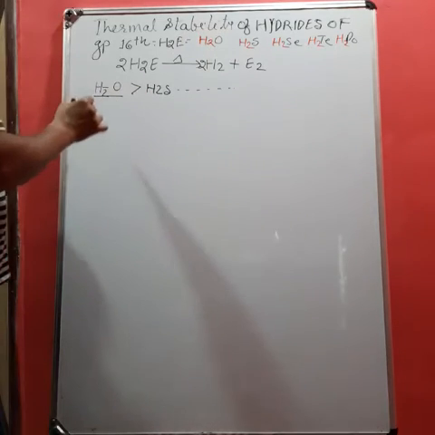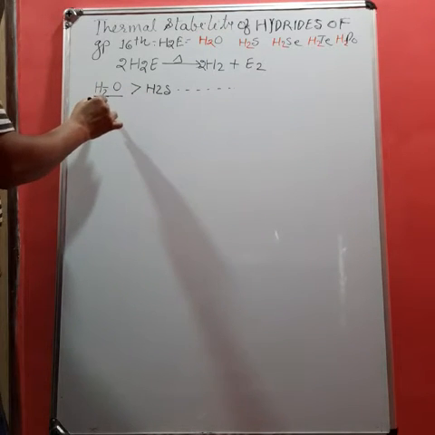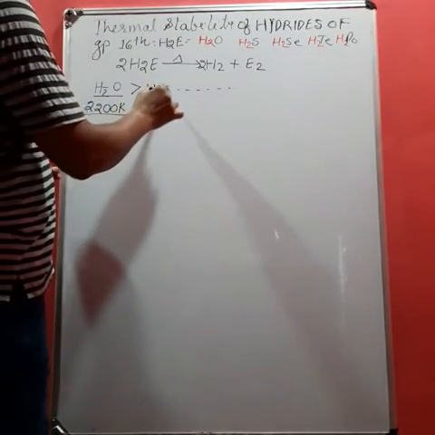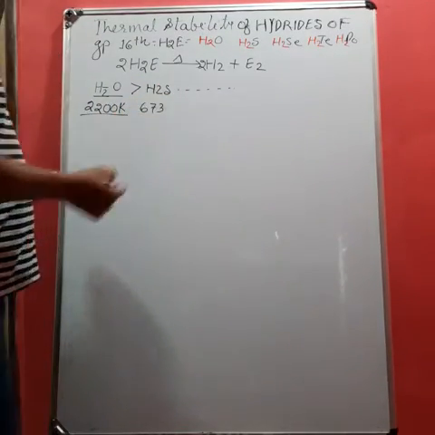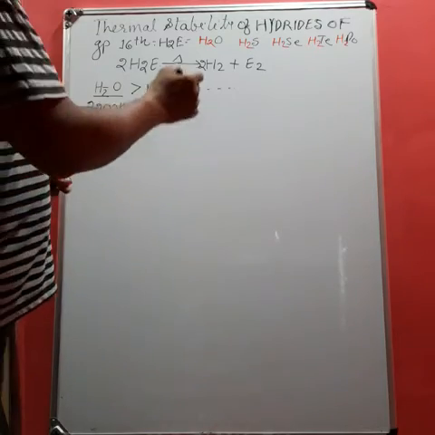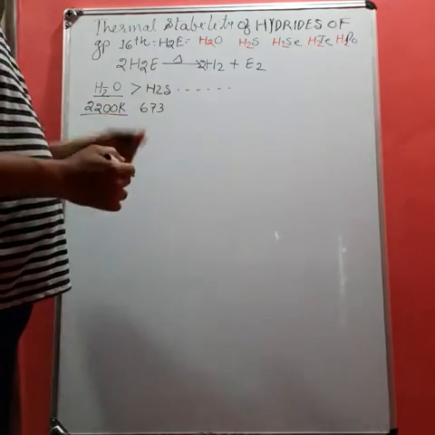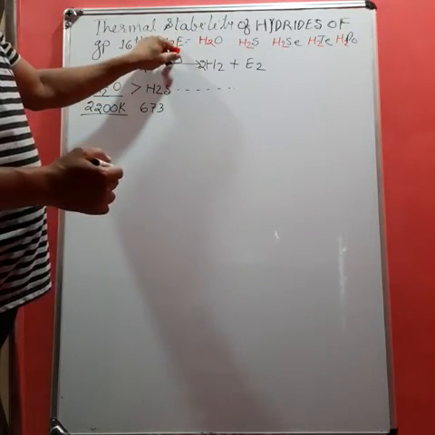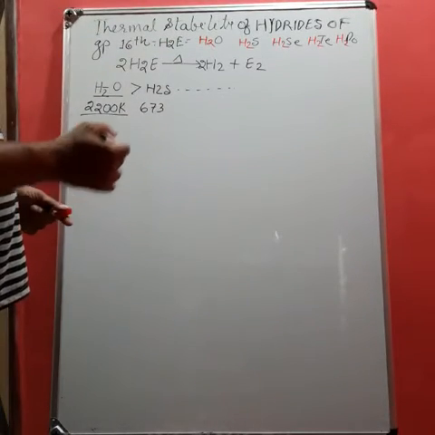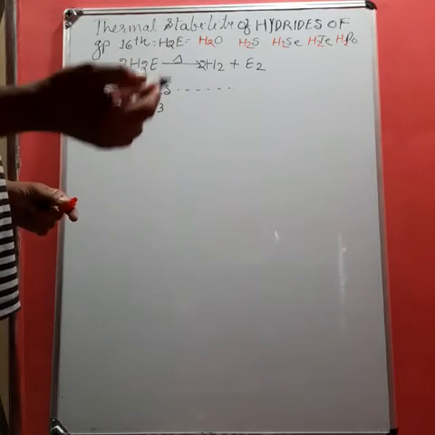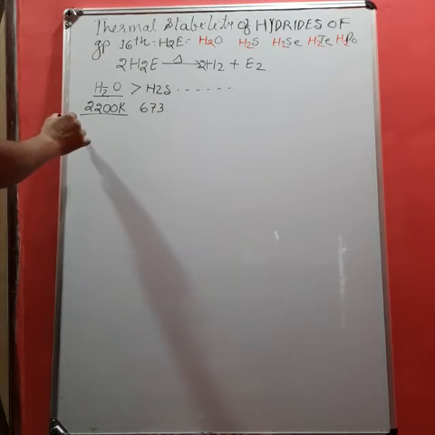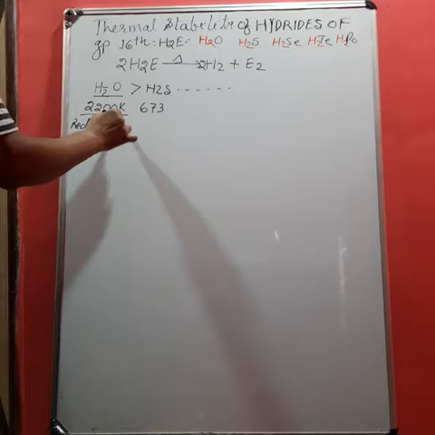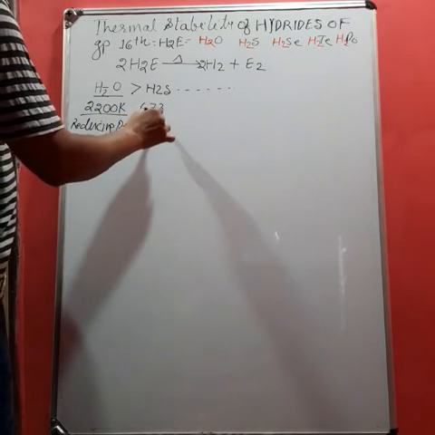Student, the thermal stability of water is approximately 2200 Kelvin, while in case of H2S it is only 673 Kelvin. It is due to the larger bond length between H and S. Moving down the group, the H–E bond length will further increase. So the thermal stability will gradually decrease. Student, on the basis of it, again we can explain reducing property, that is, the tendency to reduce.